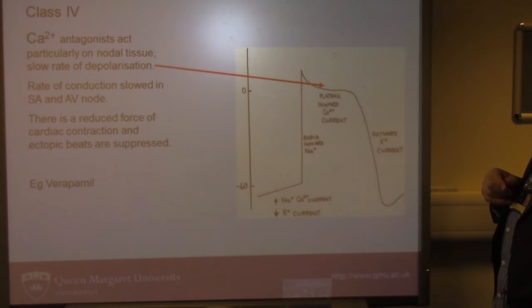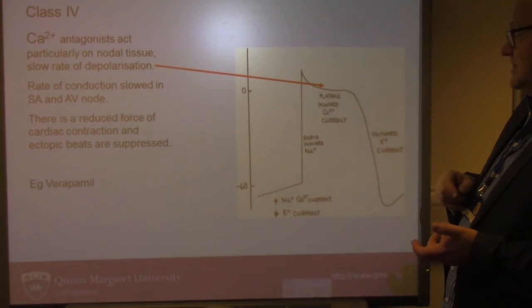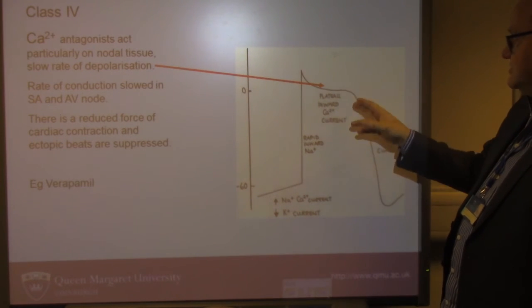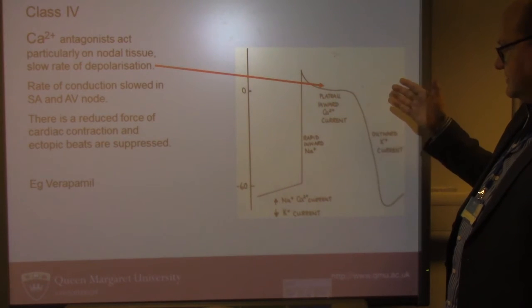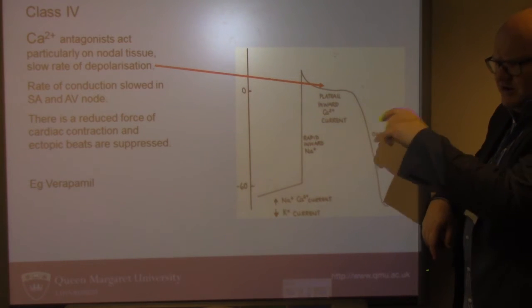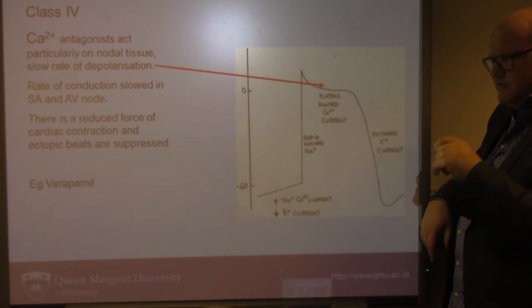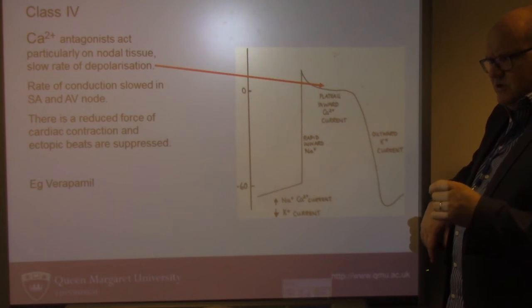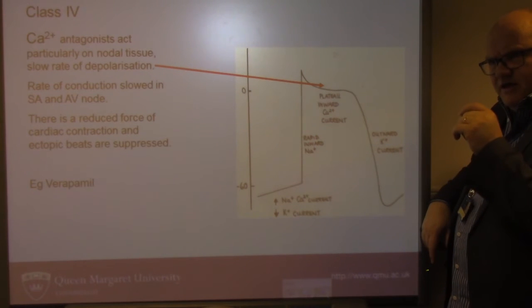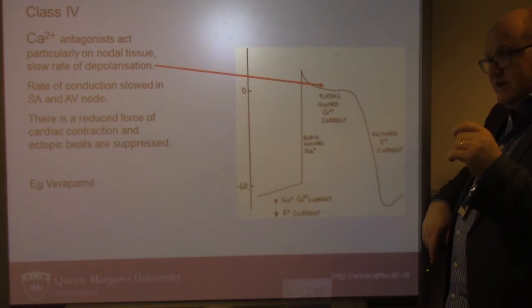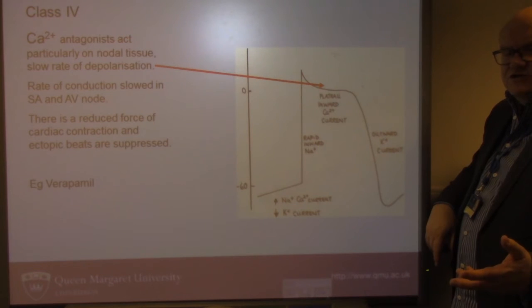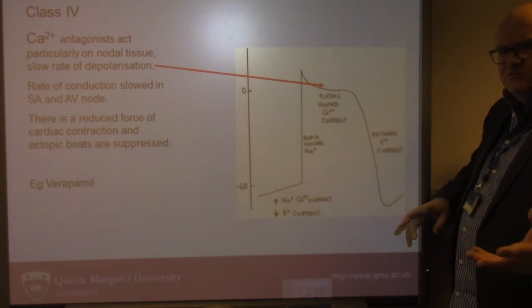Class 4, nice and simple actually, calcium antagonists. They block the calcium channel. Therefore, the calcium entry that comes in here is going to counterbalance this. But also, primarily, they block the calcium channels in the cardiac muscle, reducing the force of contraction. So they can be quite advantageous when used against a problem where there's an ectopic beat, an extra beat. If you're reducing contraction, you can suppress the ectopic extra beats.